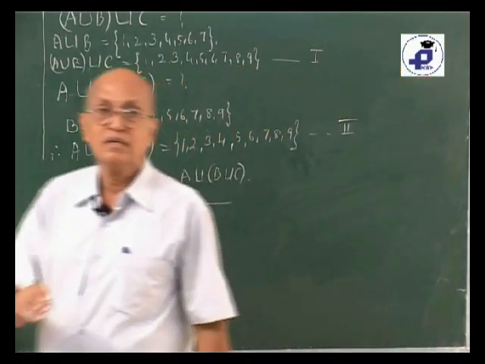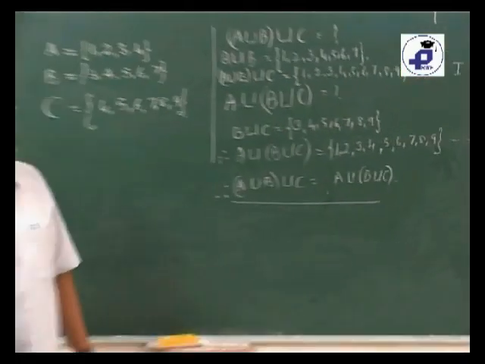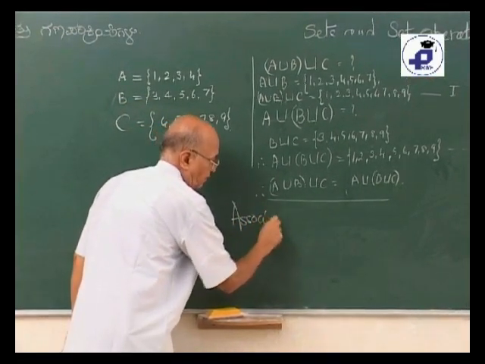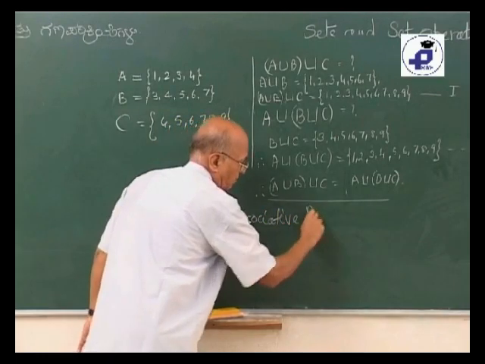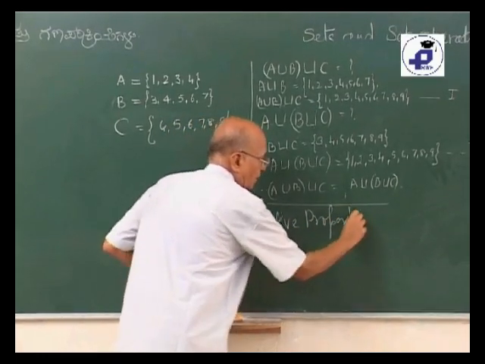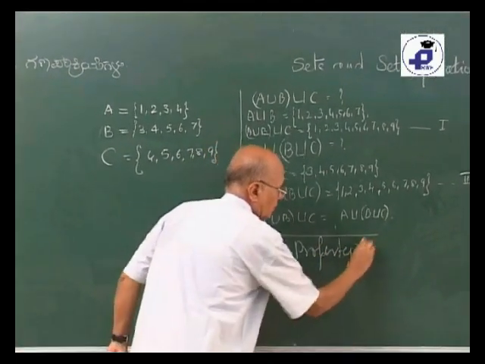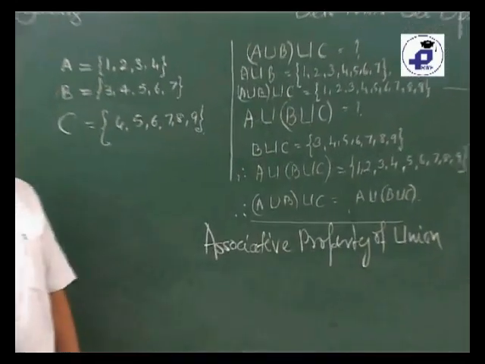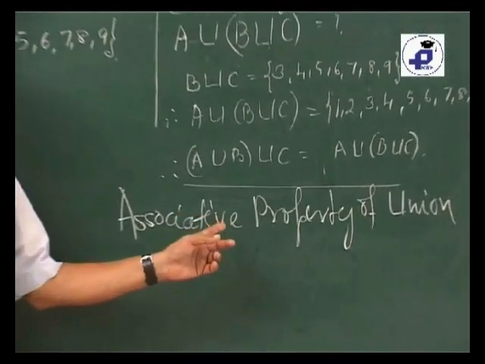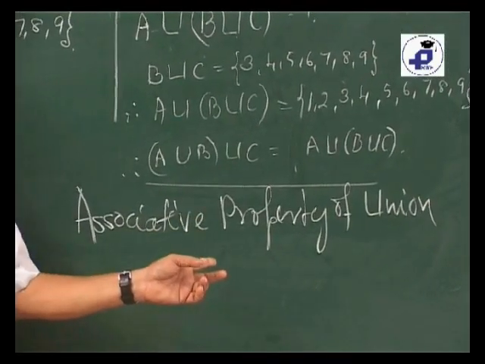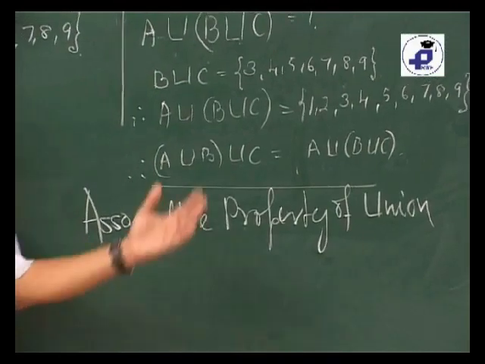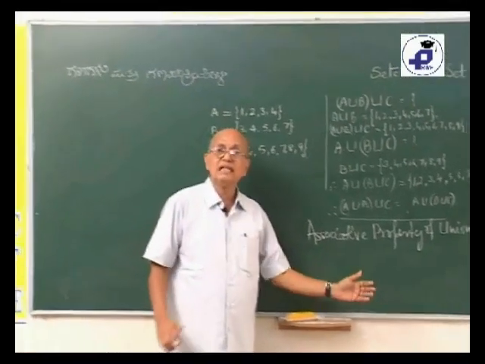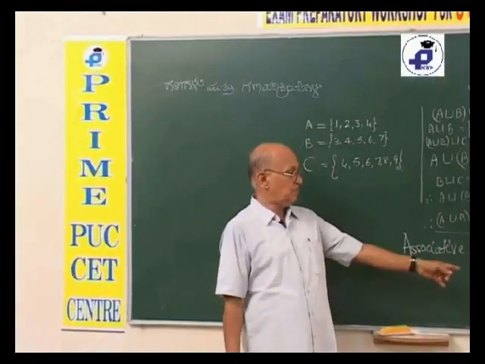This particular rule, this property, is called the associative property of union, union of three sets. When there are two sets, it doesn't matter, there is the commutative law. If there are three sets also, in whatever way you do the operation of union, the result is the same. Just observe this.